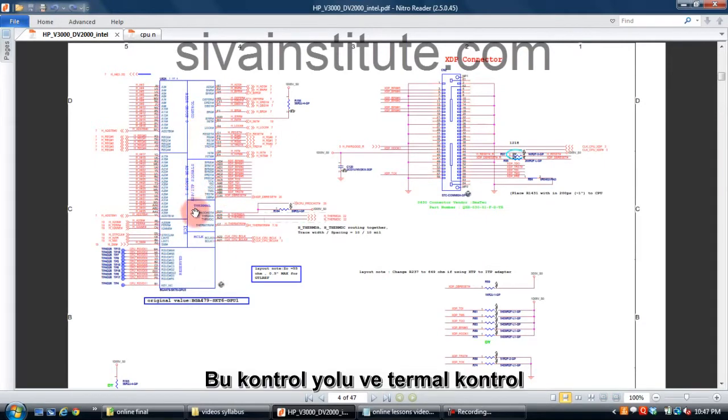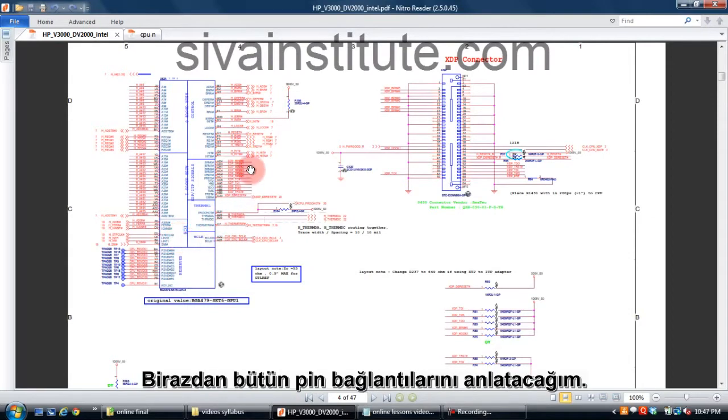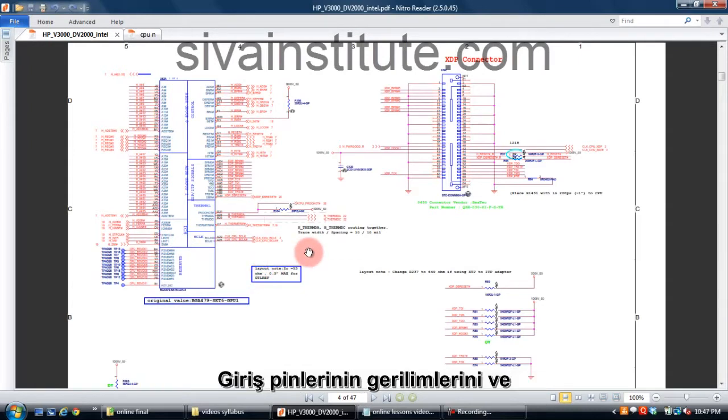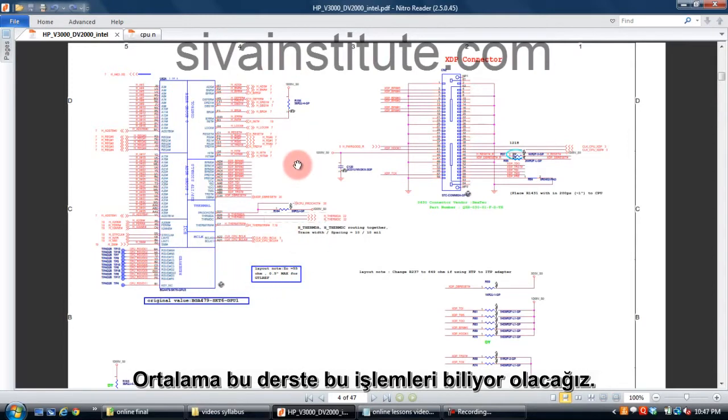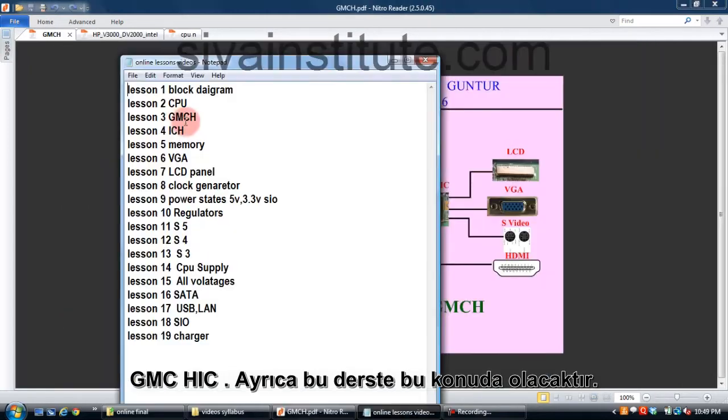This control bus and thermal and clock signal to ICH connections, I will explain all these connections. What are the important connections in this? How to check that one? I will explain these connections. You will note these points. This will take nearly 1 hour class.